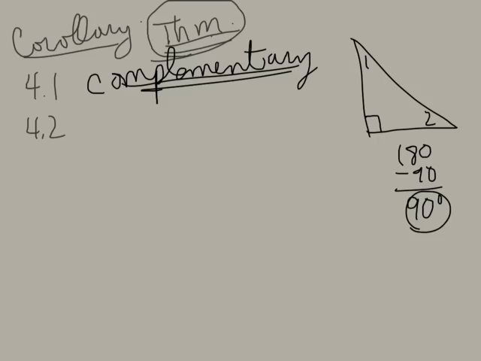The other one: there can be at most one right or obtuse angle in a triangle. By the way, don't worry about these numbers, 4.1 and 4.2. But 4.2 says there can be at most one right or obtuse angle in a triangle. Let me keep the same example over here. Well, there's a right angle there. If there was another right angle, you'd already be at 180 degrees, and you still need another angle. You need another positive number, but there is none left. You already spent your 180.